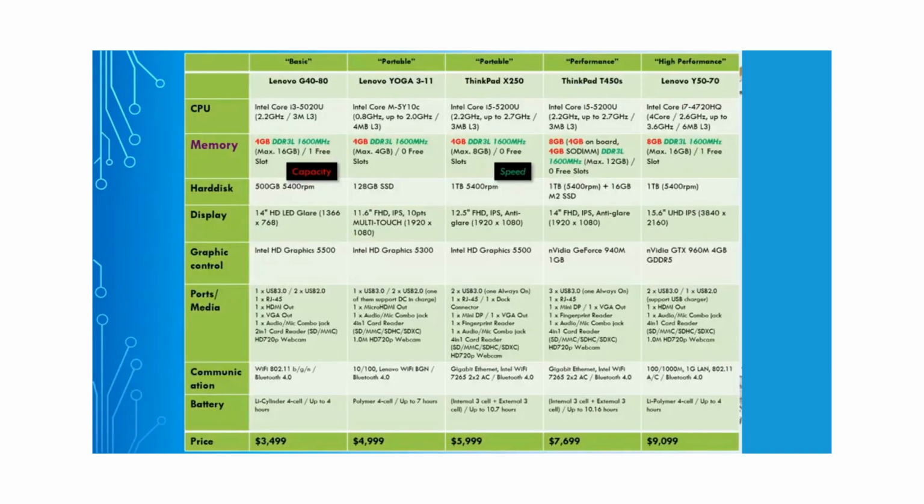So let's go back to this pamphlet again. We can see that all the computers are using DDR3 at 1600 megahertz. Some of them have lower memory capacity at 4 gigabyte, and some of them have more memory at 8 gigabyte.